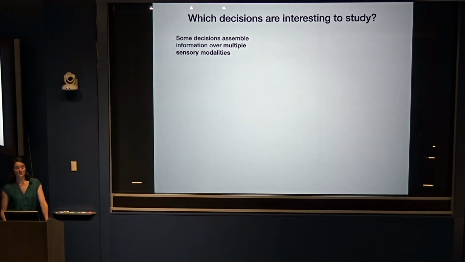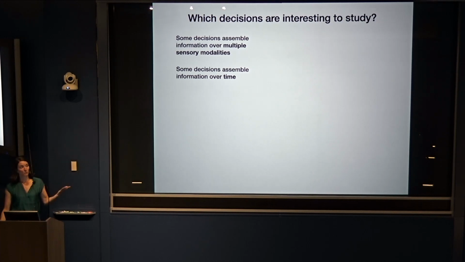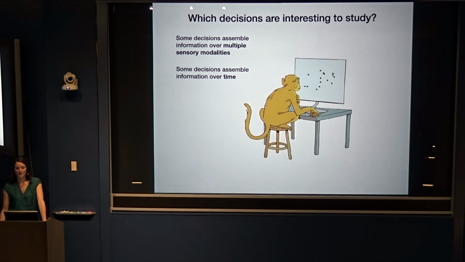Other sorts of decisions might assemble information over time. This is really the same idea. Instead of putting together pieces of information coming from different sensory modalities, you might put together pieces of information that arrive at one or maybe more modalities over time. So here's an example of a non-human primate that's making a decision about the direction of dots that are randomly moving on a screen. And because the dots are moving stochastically, it would be a smart strategy for the animal to integrate over time and maybe over space as well to get a general idea of what was the overall direction of motion in the stimulus.